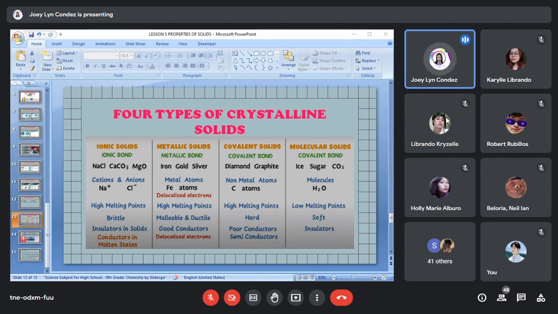We have metallic solids. They are good conductors of electricity. So at home, our wirings are made up of metallic solids because they are good conductors of electricity. Covalent solids are poor conductors or semiconductors. Molecular solids are insulators, meaning they are not conductors of electricity.